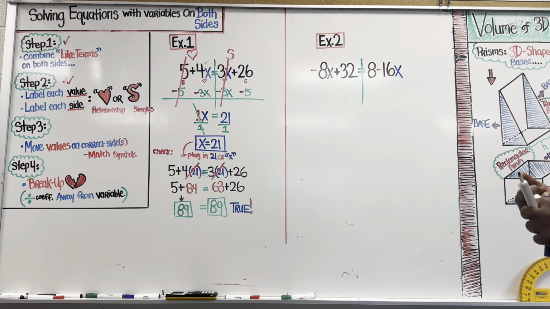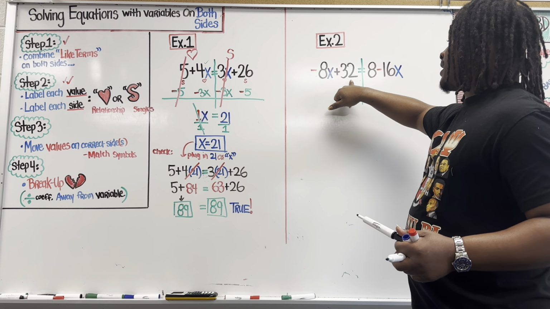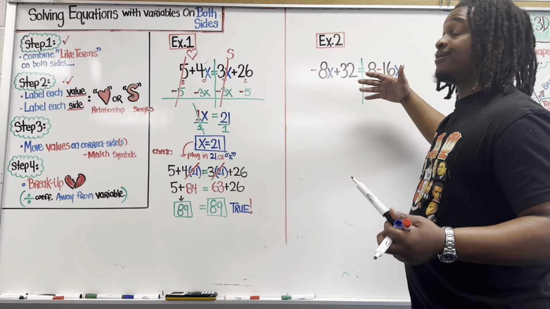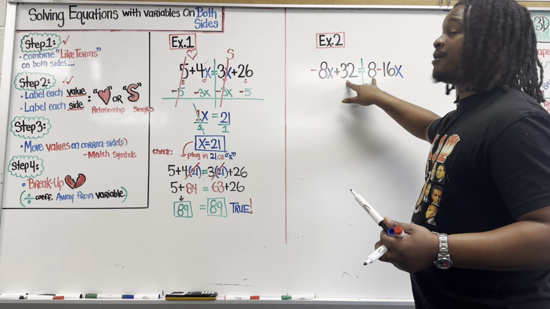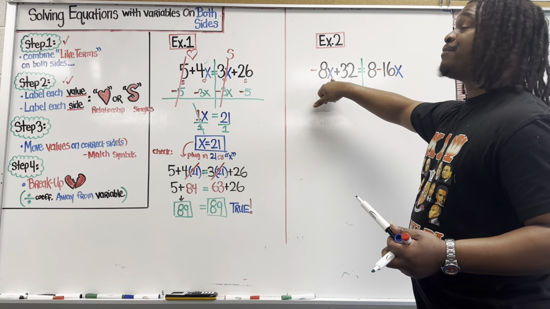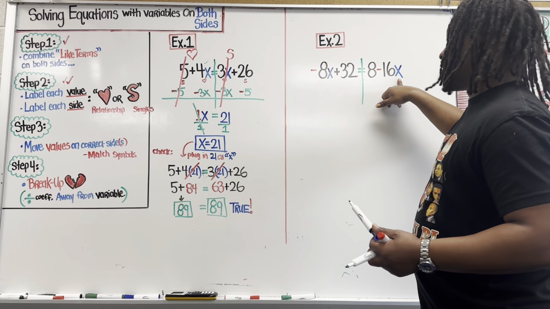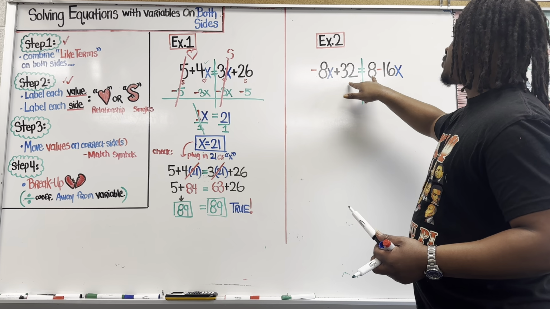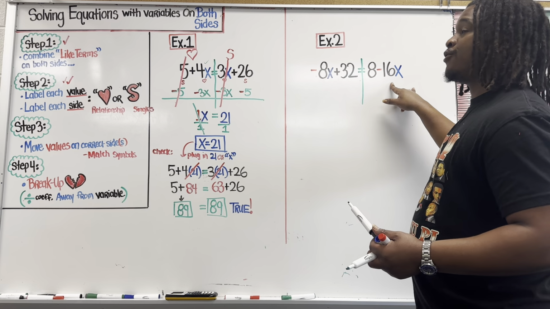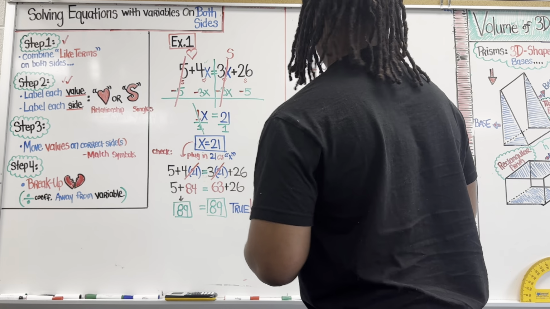Just like in example 1, we can only combine regular numbers with other regular numbers, whether integers or whole numbers. And we can only combine coefficients that are in operation with the variable with other coefficients that are in operation with the variable. So once again, we can only combine numbers with numbers, and the relationships between coefficients and variables with another coefficient and variable. Let's go ahead and do step 1, which is combine like terms on both sides.